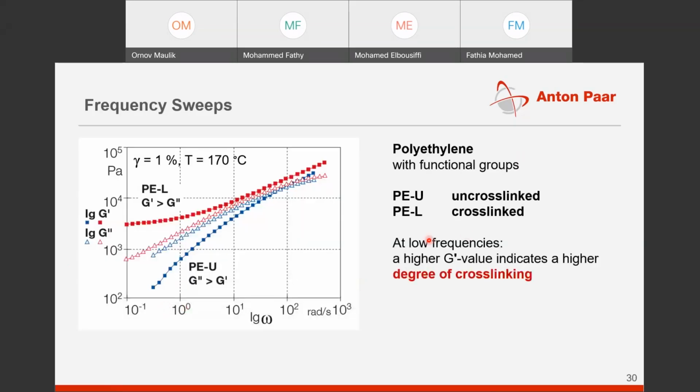This is a typical example of uncross-linked and cross-linked polymer. You can see over here, the red curve is the cross-linked polymer, and the blue curve is the uncross-linked polymer. Here in the uncross-linked polymer, initially at higher frequencies, you would see that G prime is dominant over G double prime. And as you go to lower frequency regimes, that means longer time regimes, there is a crossover, after which G double prime is dominant over G prime.